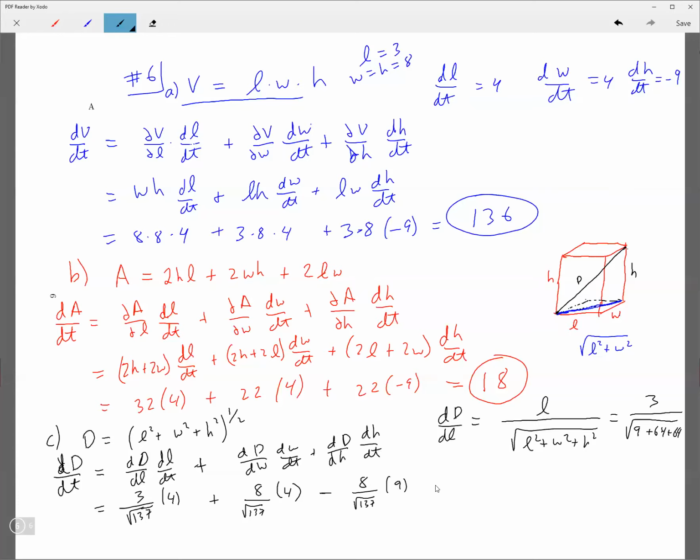Okay, so what's that going to be if we add all those together? That's interesting. 12 plus 32 minus 72. So it's negative 28 over the square root of 137.